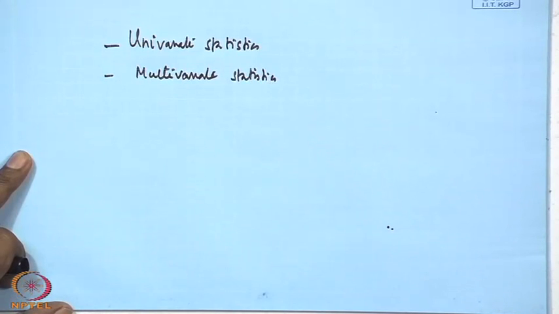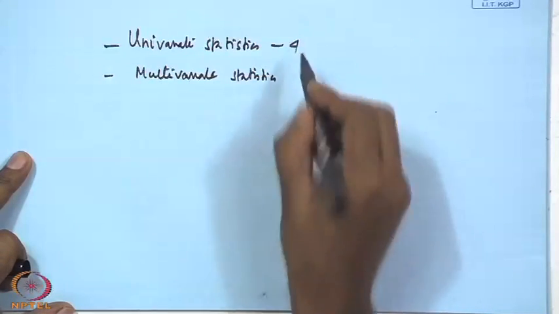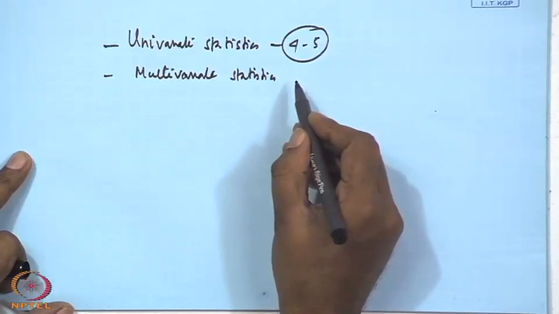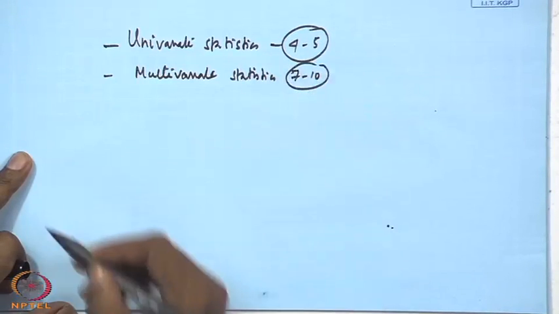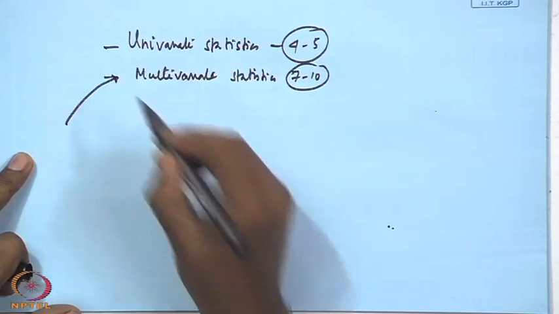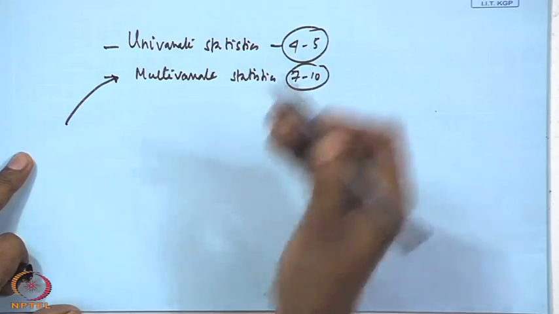So, there may be a few hours, let it be 4 or 5 hours, of this univariate case. Then multivariate statistics may take around 7 to 10 hours. Understanding of multivariate statistics is very important for all of us. Otherwise, you will not be able to explain the multivariate models.